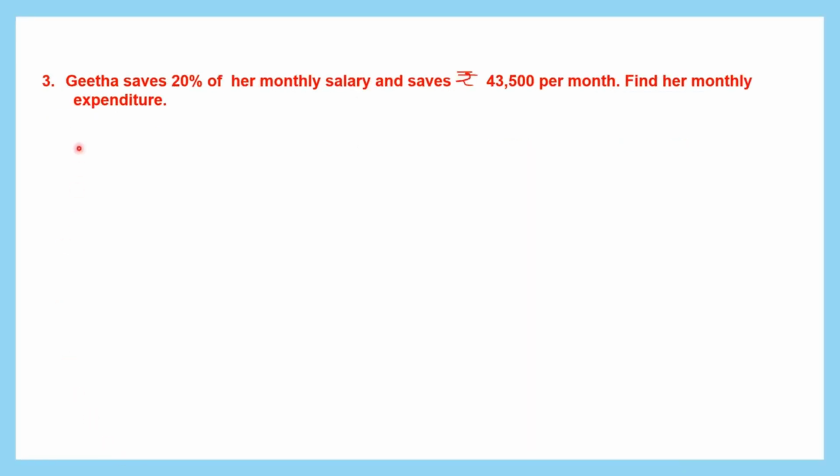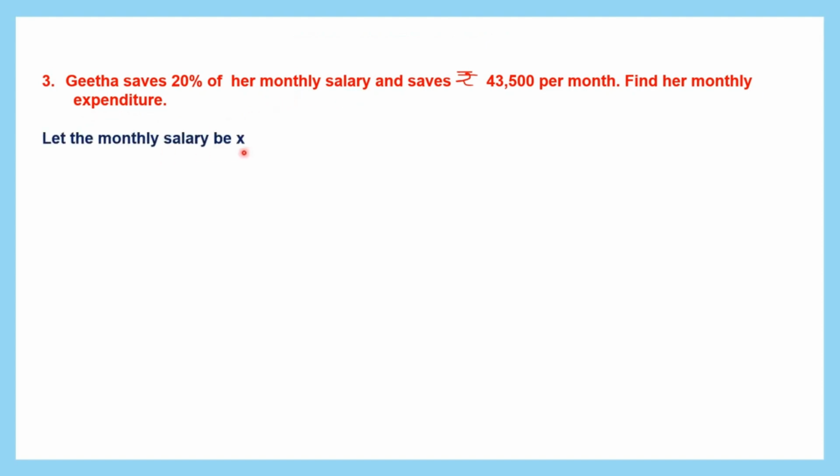Question 3. Geeta saves 20% of her monthly salary and saves 43,500 rupees per month. Find her monthly expenditure. So here we are told that 20% of her monthly salary which she saves is 43,500. Now we don't know what her monthly salary is, and we have to find her expenditure. To find her expenditure, we need to know her monthly salary. So first let's find that.